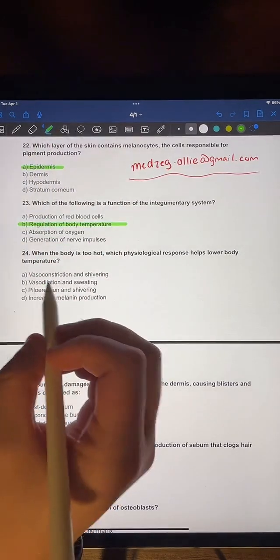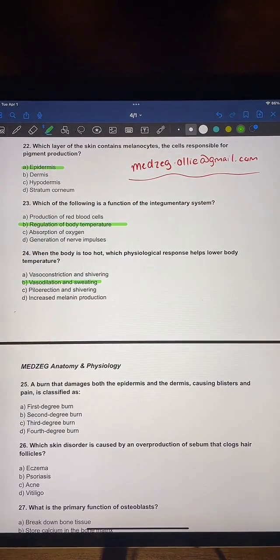The answer is B. It is vasodilation and sweating. So when we get too hot, our blood vessels widen. They vasodilate, which means that we release heat, and sweat glands will produce sweat that cools the body when it evaporates on our skin.